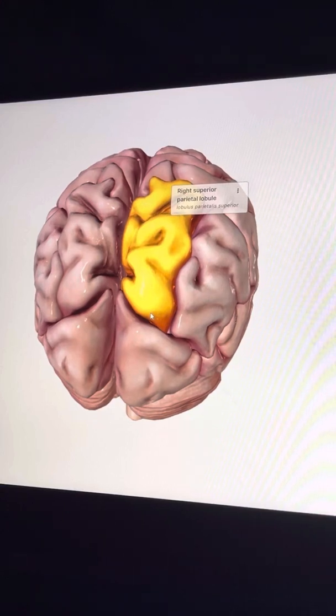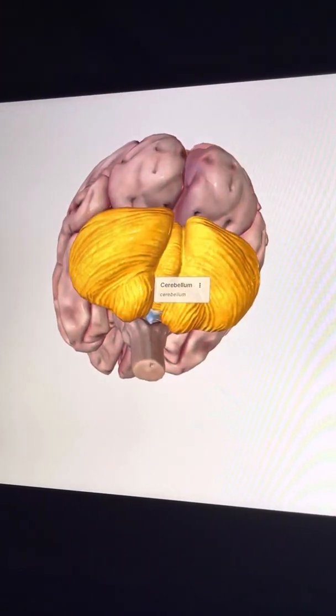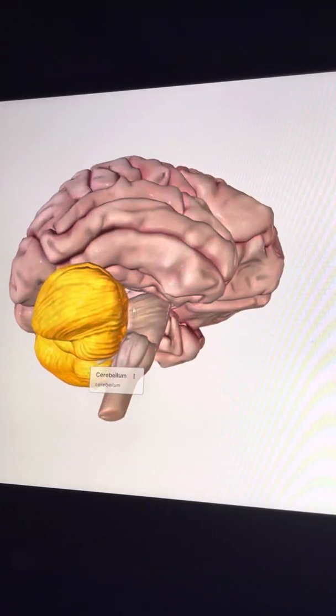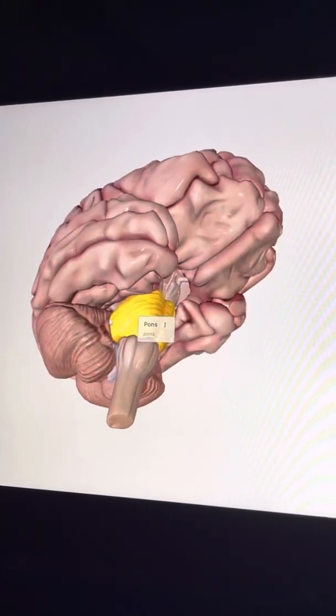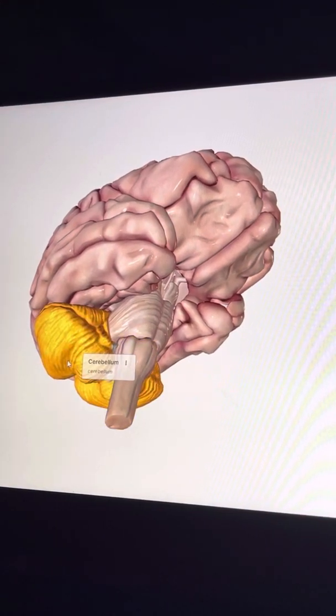Now let's go ahead and take a look at the cerebellum, which is going to be back here. So this is the cerebellum. And then we have the pons. And we also have the medulla oblongata right there.